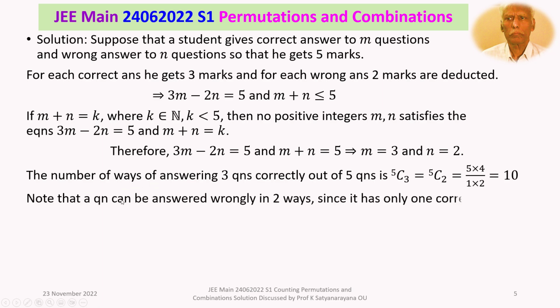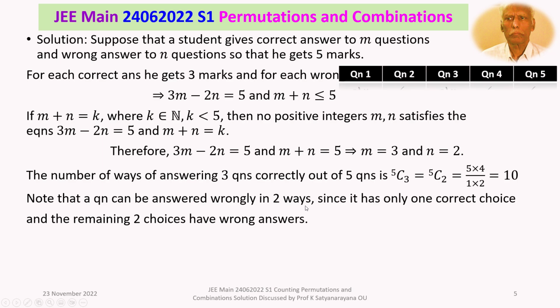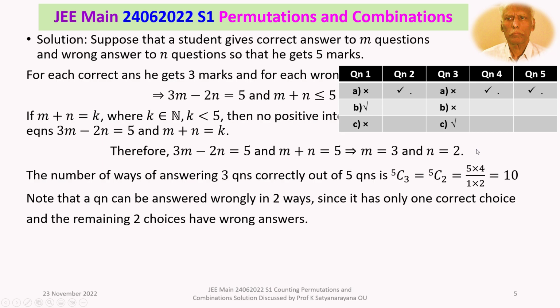Note that a question can be answered wrongly in 2 ways. Why? Because it has only 1 correct choice and the remaining 2 choices have the wrong answers. Therefore, a question can be answered wrongly in 2 ways. So look at the illustration. A question can be answered wrongly in two ways because one of them is the right answer. Suppose a student has answered question 2, question 4, question 5 right.